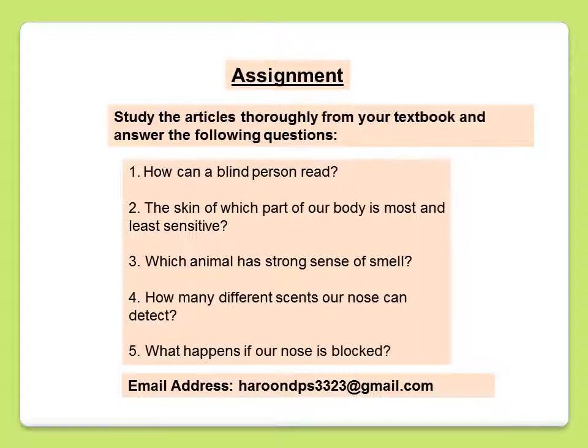Inshallah, in the next lesson we shall cover the last article of chapter number 2, that is about the tongue. The structure and function of tongue will be covered in the next lecture, along with some objective type questions given at the end of chapter number 2.